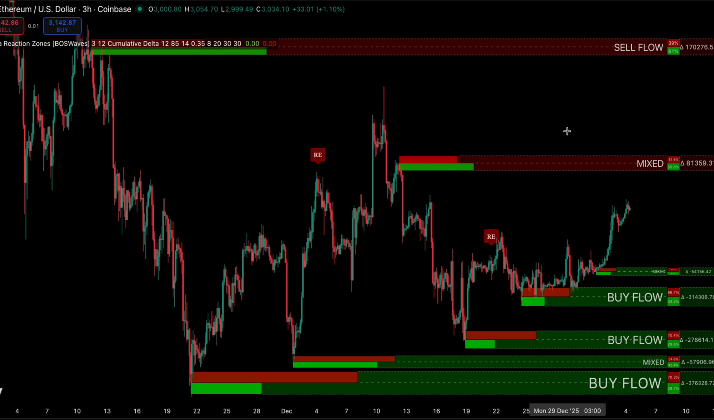This is Delta Reaction Zones from Boss Waves, an order flow driven structure tool built to show you where price reacted because real traders actually stepped in. Here's the key most traders miss. Price alone doesn't move markets, aggression does.